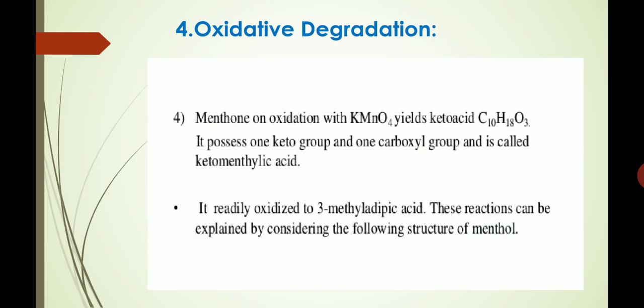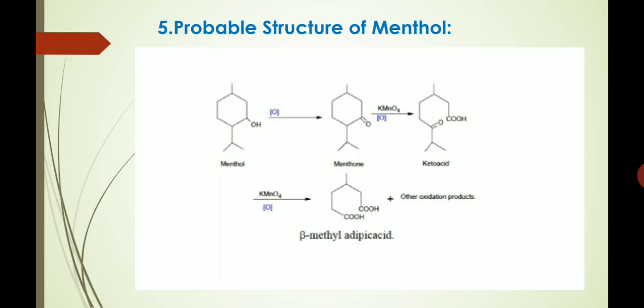Fourth point is oxidative degradation. Menthone on oxidation with KMnO4 yields a keto acid with the molecular formula C10H18O3. It possesses one keto group and one carboxylic group and is called keto menthylic acid. It is readily oxidized to beta-methyl adipic acid. These reactions can be only explained by considering the structure of menthol as shown in this slide.